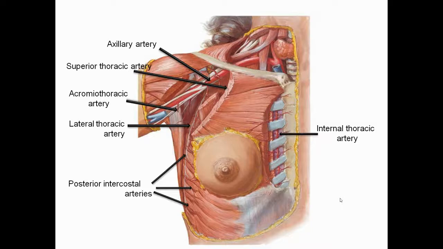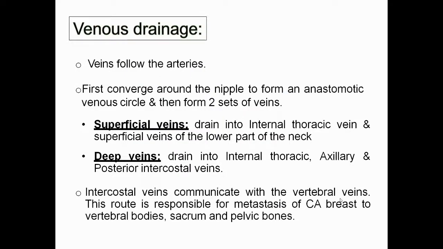You can see here the axillary artery, acromiothoracic artery, lateral thoracic artery, and posterior intercostal artery. All these supply the breast region. Now we will discuss the venous drainage.